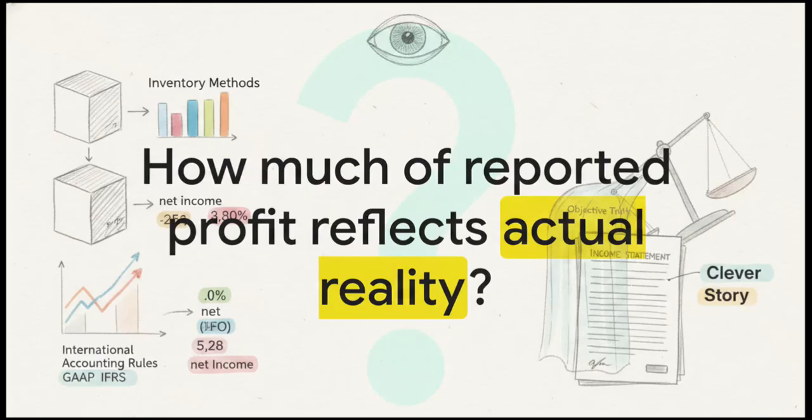So, as we wrap up this explainer, I want to leave you with a question to chew on. If two identical companies can report wildly different net incomes simply by choosing a different inventory method or operating under a different rulebook, what is the ultimate truth? When you look at an income statement tomorrow, are you seeing the objective reality of how that business functions daily, or are you just reading a cleverly structured story that their accounting methods are allowed to tell?